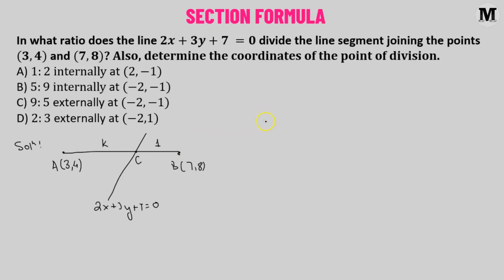We'll use the internal section formula since we are assuming that the line intersects AB internally. We can find the coordinate of C using the internal section formula. All we have to do is take k and multiply with B, and 1 will be multiplied with A. For the x coordinate, we take k times the x coordinate of B, which gives 7k. Then we add 1 times the x coordinate of A, which is simply 3, divided by the sum of the ratio, k + 1.